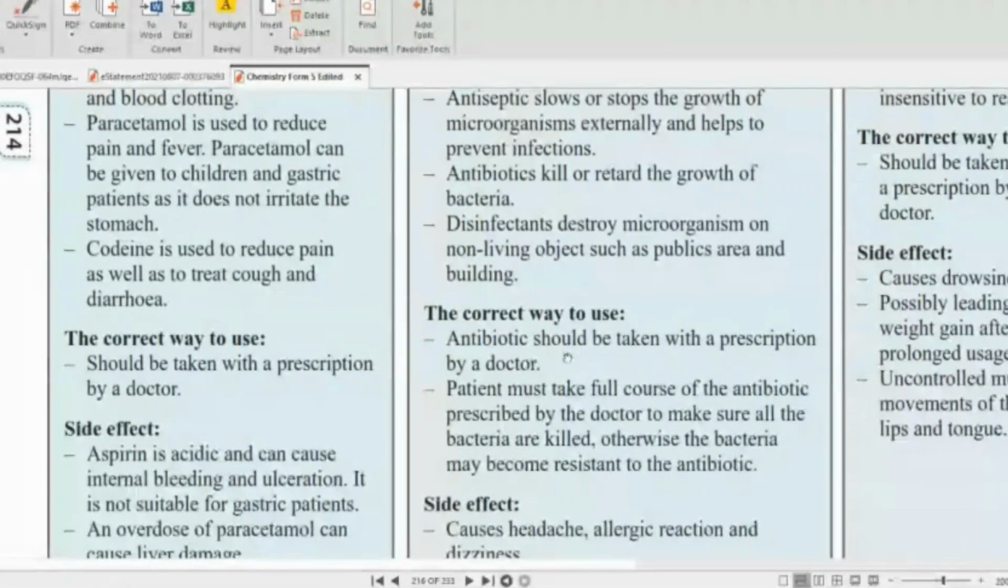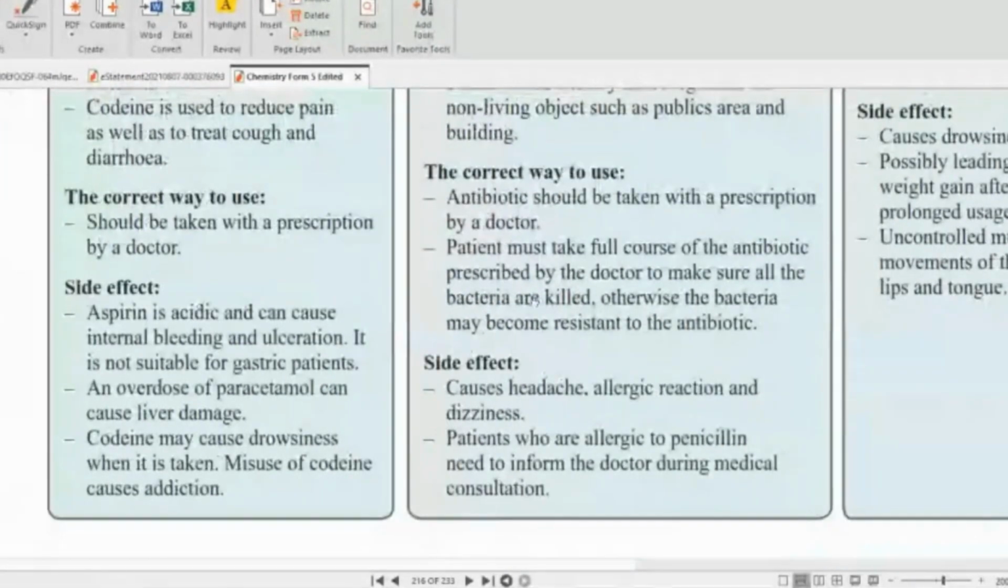The correct way to use antibiotics is to take them with a prescription by a doctor. The patient must take the full course of the antibiotics prescribed by the doctor to make sure all the bacteria are killed. Otherwise, the bacteria may become resistant to the antibiotics. This one you highlight, put a star here. The side effects cause headache, allergic reaction, dizziness. Patients who are allergic to penicillin need to inform the doctor during the medical consultation.